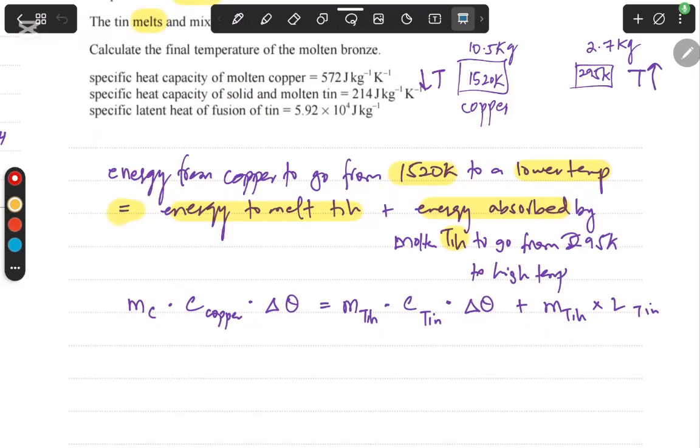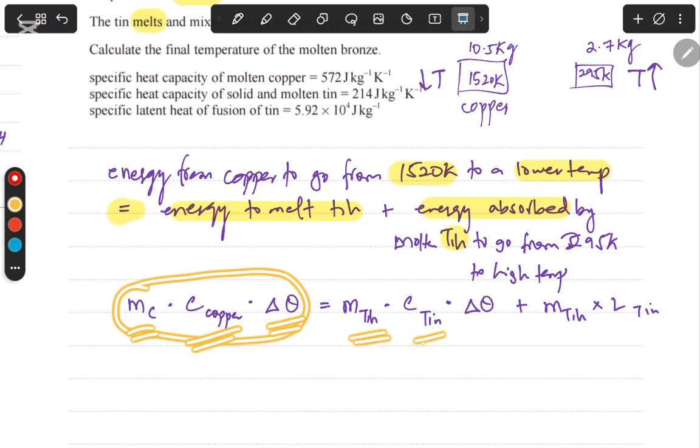So here I have put everything in the formulas. Here we have the formula mcΔT. So we have the mass of copper times the specific heat capacity of molten copper times the change in temperature, and then we have the mass of tin times the specific heat capacity of solid and molten tin times the change in temperature, plus the mass of tin times the specific latent heat of fusion of tin.